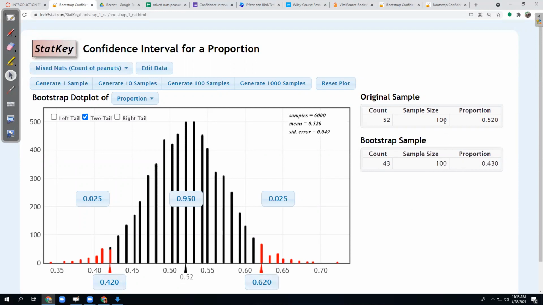So based on this original sample, StatKey says that on average, with these nuts, you're going to find between 42 and 62% peanuts. And in the middle is the 0.52. Notice that's exactly the same as my original sample. And I mentioned before, sometimes that will be exactly the same in the middle. Sometimes it'll be a little bit different.